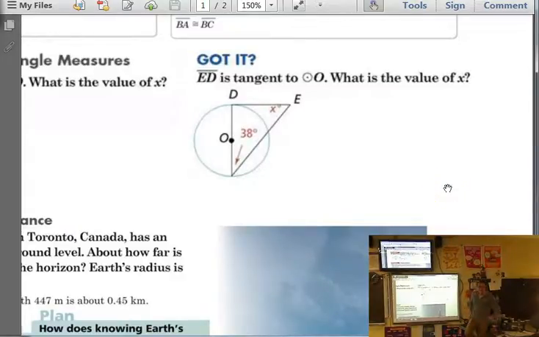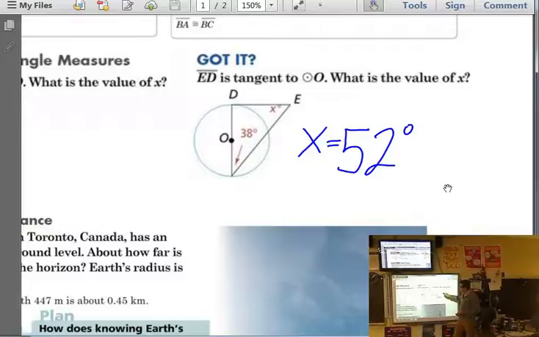It feels like 30 grades. Might as well start using cards to move quicker. Max, what else do we know here that lets us solve? DE is perpendicular to DO. Yeah, we know there's a right angle, so X turns into 52.